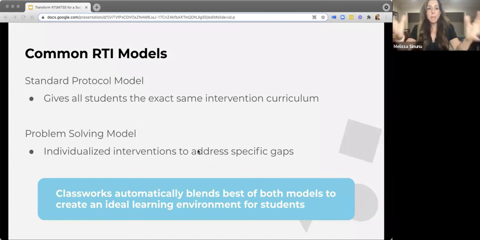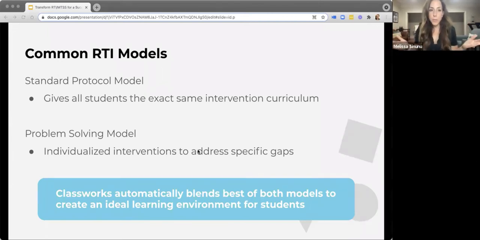For example, imagine you have a group of 5 third graders who are all reading below grade level. In the problem-solving model, the teacher will find an intervention for each student to address their specific gaps in understanding. As you can imagine, this works wonderfully for the student, but is much more difficult for a teacher to implement. The standard protocol takes this same group of students and gives all students the exact same intervention curriculum to improve their reading. It's not as specific, but the theory is that at some point during the intervention period, every student will get what they need to succeed.